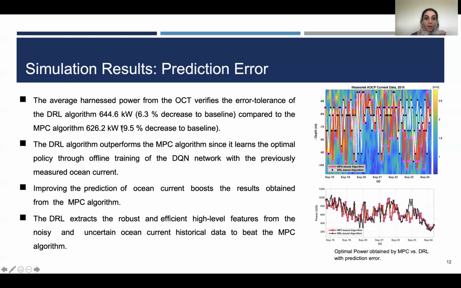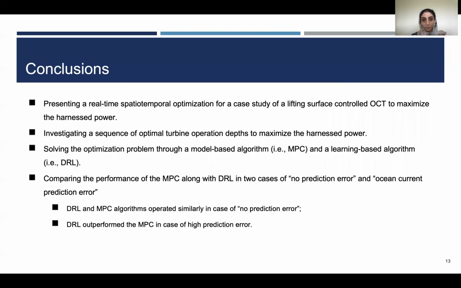So the results from the MPC can be improved if we improve the prediction, and the deep reinforcement learning algorithm can extract robust and efficient high-level features from the noisy and uncertain ocean currents. So it's very suitable for our problem in case we have prediction error.